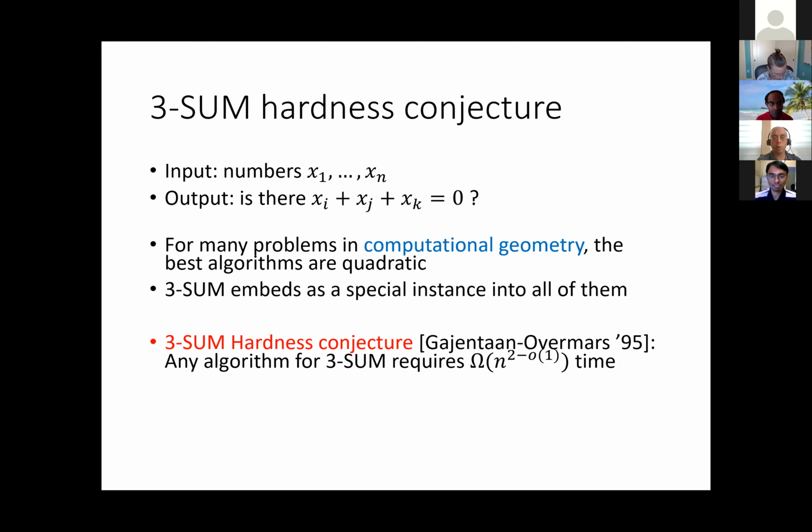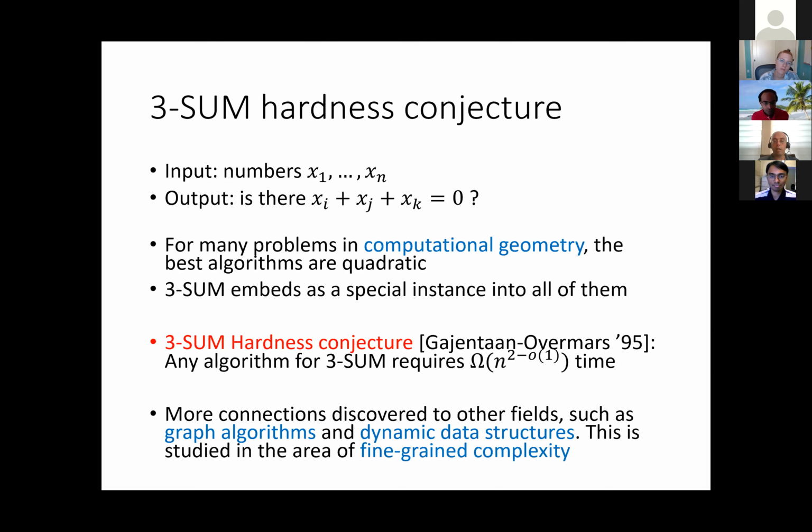And in fact, this was noticed by Gajentaan and Overmars, again, 25 years ago. And they conjectured that quadratic is the best you can do, maybe up to low order terms, but that essentially you need quadratic time. So they conjectured that any algorithm for 3SUM requires essentially quadratic time.